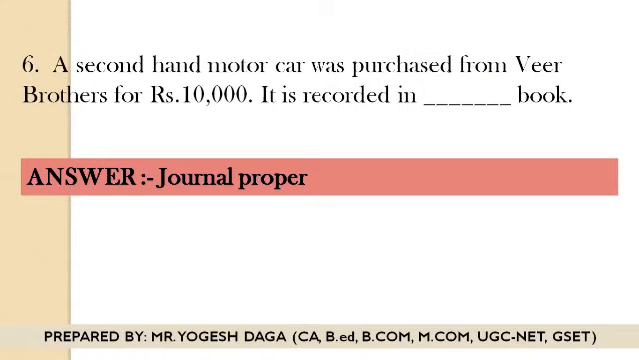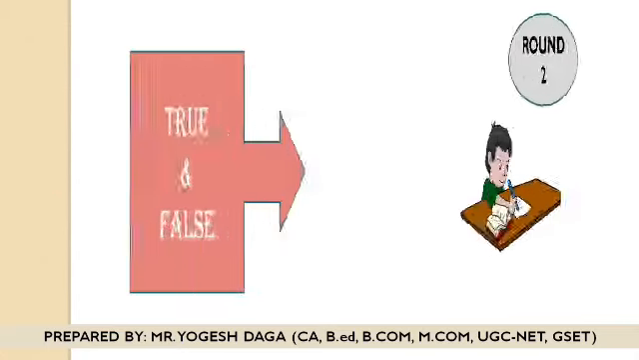Why is it the general proper book? Because we are purchasing a second-hand car, it means we are purchasing something on credit basis. If it is a cash basis, it will be recorded in the cash book. And here it is given we have purchased the second-hand motor car from Veer Brothers. Since no cash word is given, it means we have purchased on credit. And if any transaction is done on credit, which is not our business but other than the business transaction, then it will always be recorded in the general proper book. Okay. So next is the true and false round.